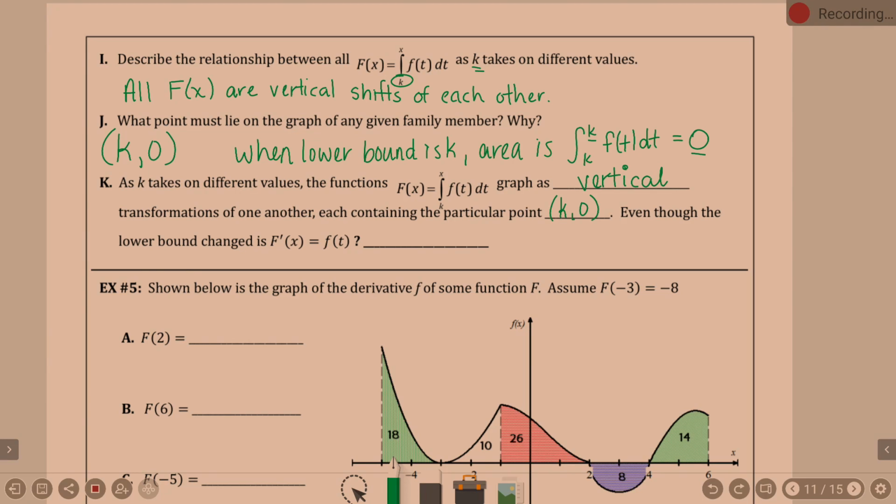Even though the lower bound is changed, does f prime of x still equal f of t? In other words, even though my boundaries are changing, does the derivative of capital F of x equal f of t? And yeah, it does, because remember we talked yesterday that when you take the derivative of an integral, they're going to cancel each other out. And so, yes, it will. I think that takes care of example 4.